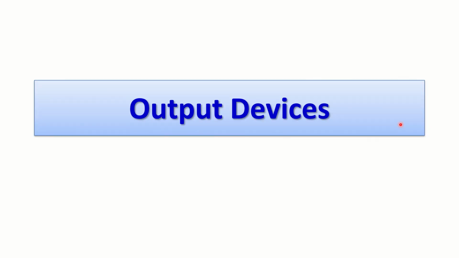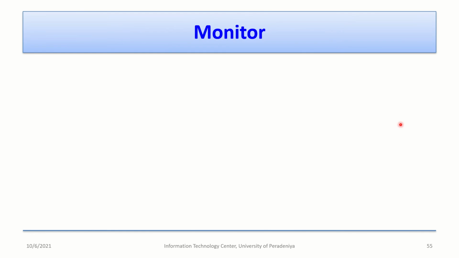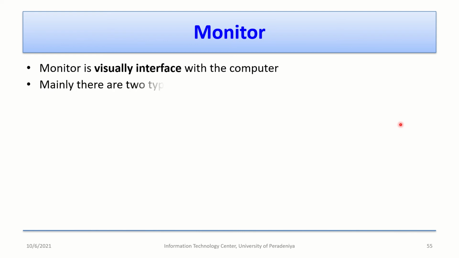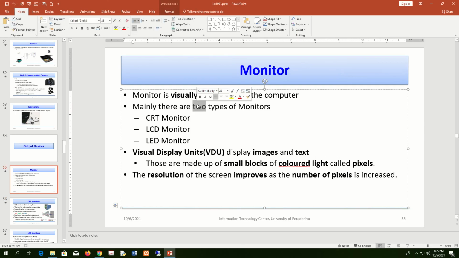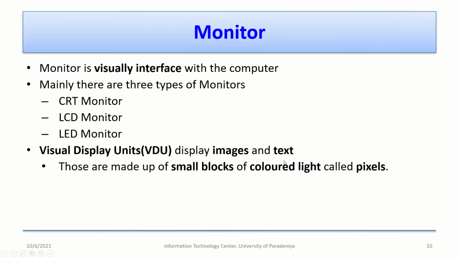The next one is output devices. What are the output devices that we have? The main output device is the monitor. A monitor is the visual interface with the computer. Mainly there are three types of monitors: CRT, LCD, and LED. Sorry, not two types, three types of monitors. Nowadays we use LED monitors.